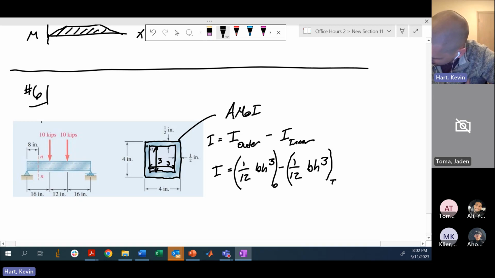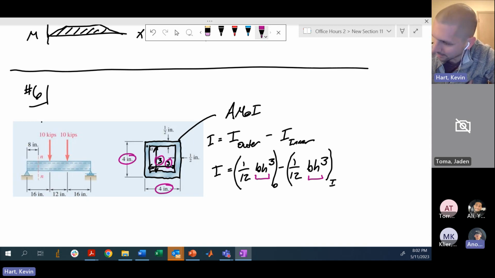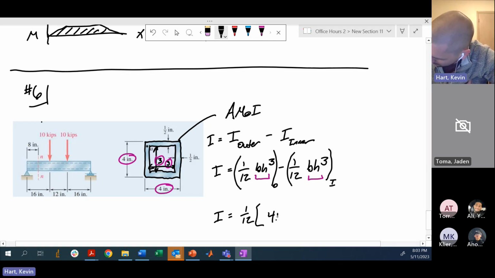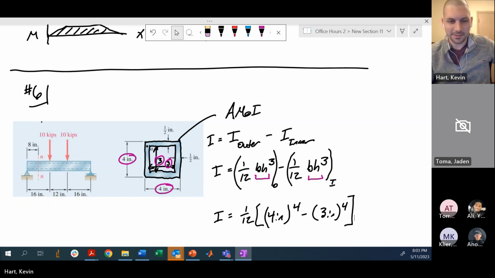So outer and inner. Okay, well, what are the base and the height for the outer? Well, 4 and 4, right? Mm-hmm. What's the base and the height for the inner? 3 and 3. I see what you mean. So here we have 1/12, 4 inches to the 4th, minus 3 inches to the 4th. Capiche? Yep. Yeah, that tricky 4th in the solution.